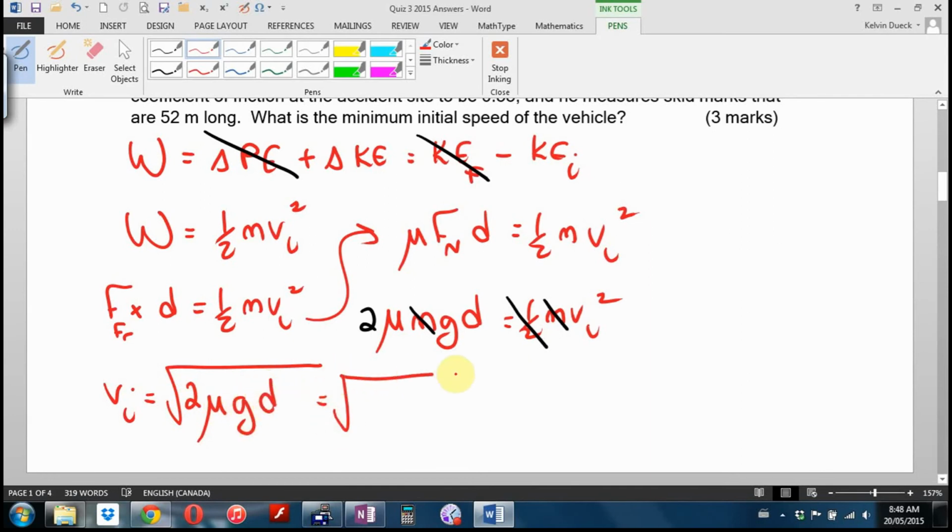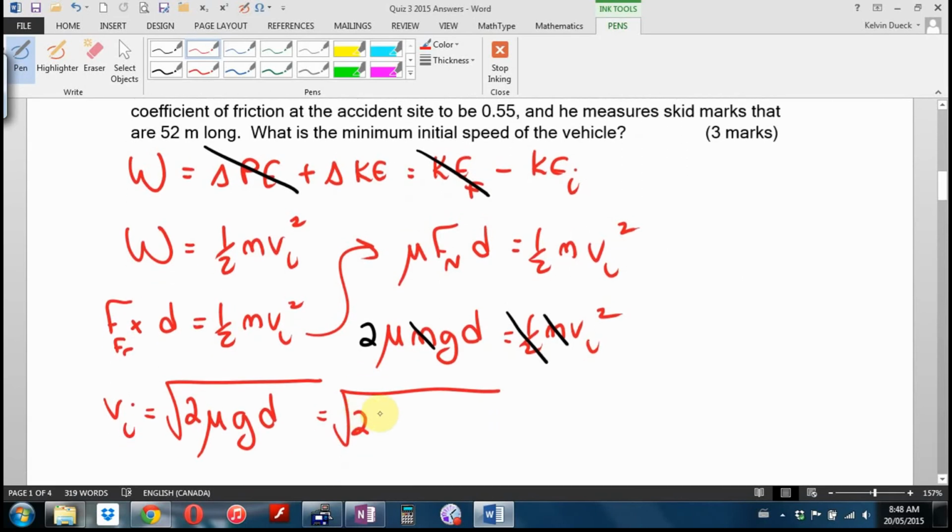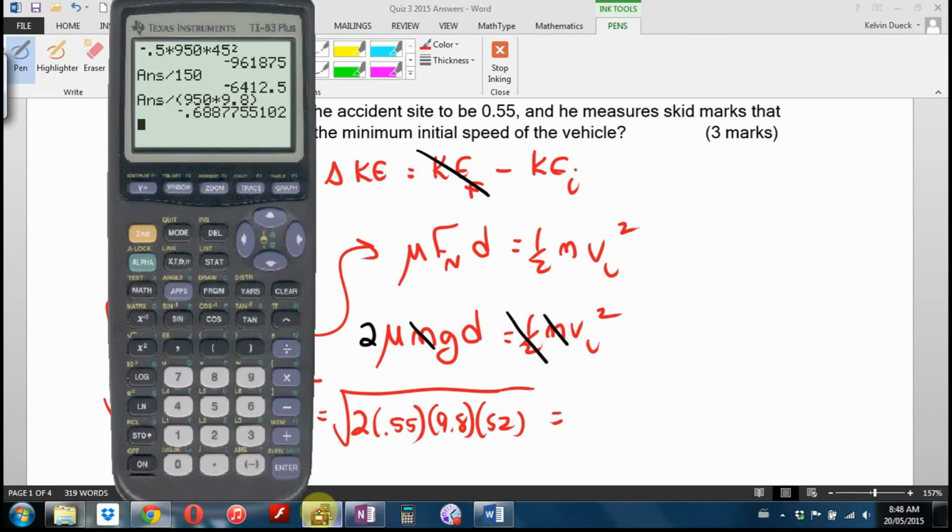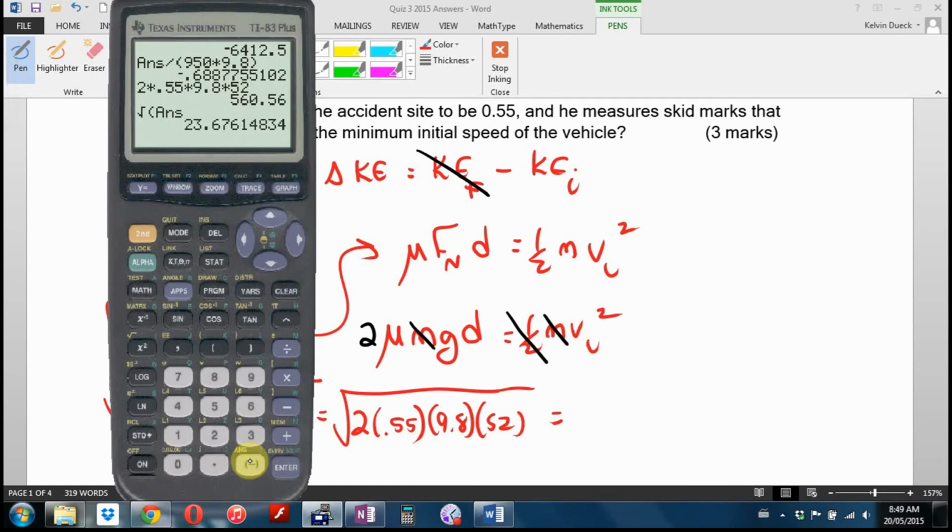The square root of 2. What's mu? I don't know what's mu with you. 0.55. G, 9.8. D, 52. 2 times 0.55 times 9.8 times 52, square root. And I get, is that right? 23.7?